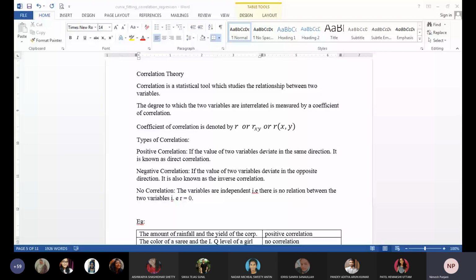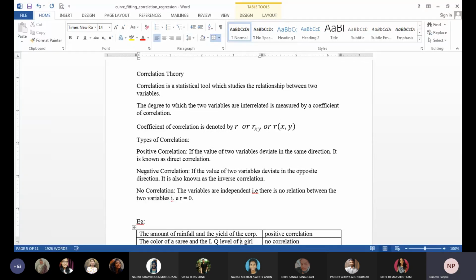So we start with correlation theory. See, as the name suggests, correlation basically gives us the idea. The correlation coefficient gives us the idea about how the two variables are related to each other. The degree to which the two variables are interrelated is measured by a coefficient of correlation.